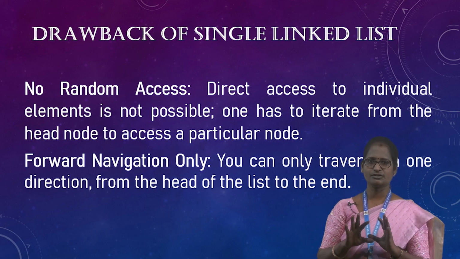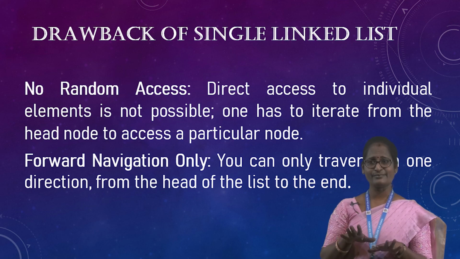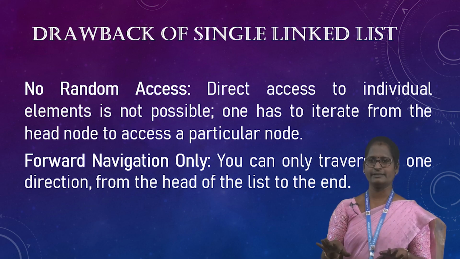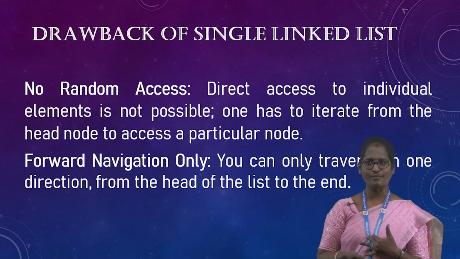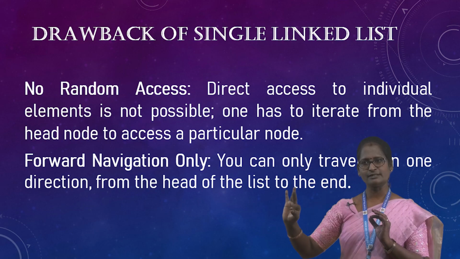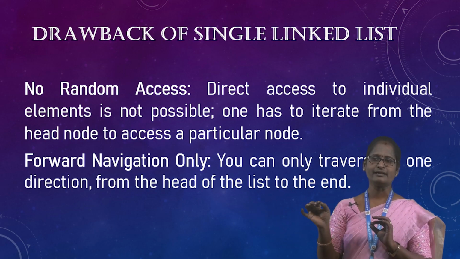Then the last topic is the drawbacks of a singly linked list. The first is no random access. Direct access to individual elements is not possible. You have to iterate from the head node to access a particular node. That is the first drawback. The second drawback is forward navigation only. You can only traverse in one direction, from the head to the end of a singly linked list.